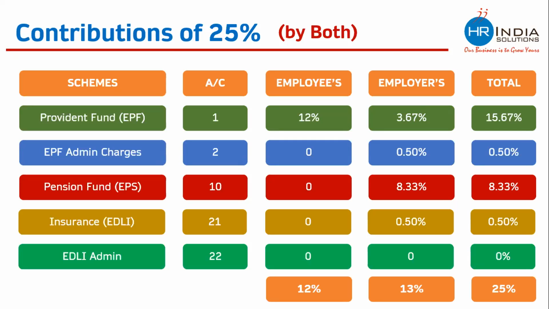EDLI, as Dheeraj sir said, admin charges were there a few years back. You will still find this column on the Provident Fund website. But now the contribution has been cancelled, void. This is no more existing, but in the formats you will find this. Earlier, the government was asking to pay 0.50% in this EDLI admin charge. EDLI is insurance. Once the employee dies, the family gets some kind of lump sum money, 6 to 7 lakhs.